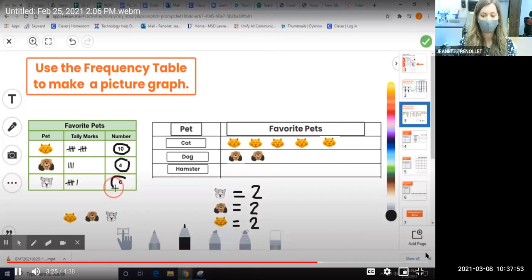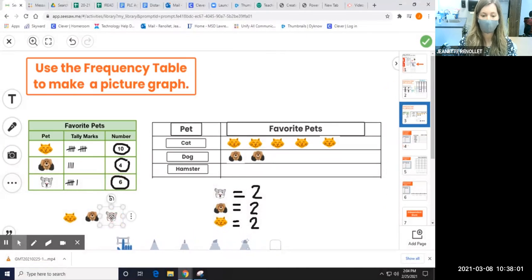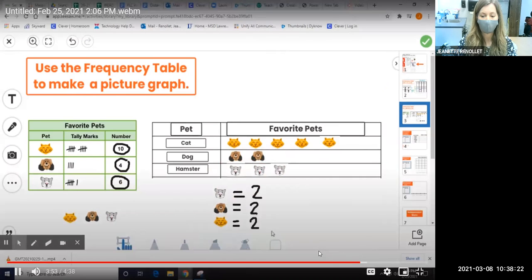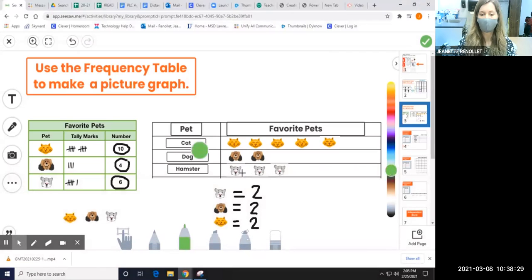Lastly is our hamster. My data set tells me 6 votes for hamster. So I'm going to copy and duplicate, moving my hamster symbol into my picture graph, and I'm going to count by twos. 2, 4, 6. Awesome. After I create my graph, I'm going to check my work by skip counting just to make sure that I have done the right thing.